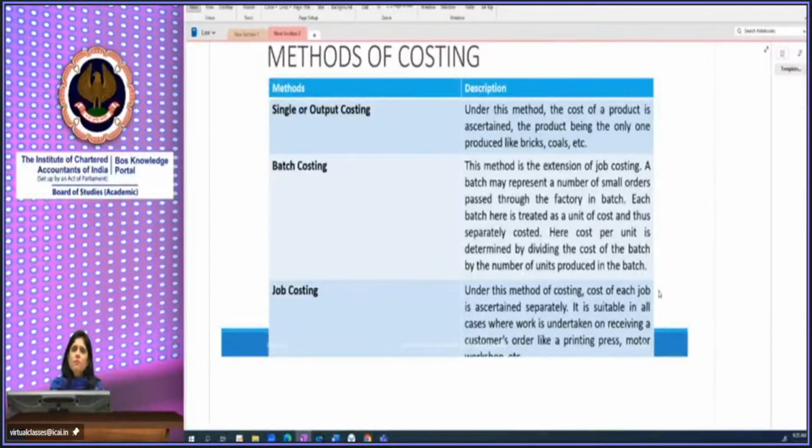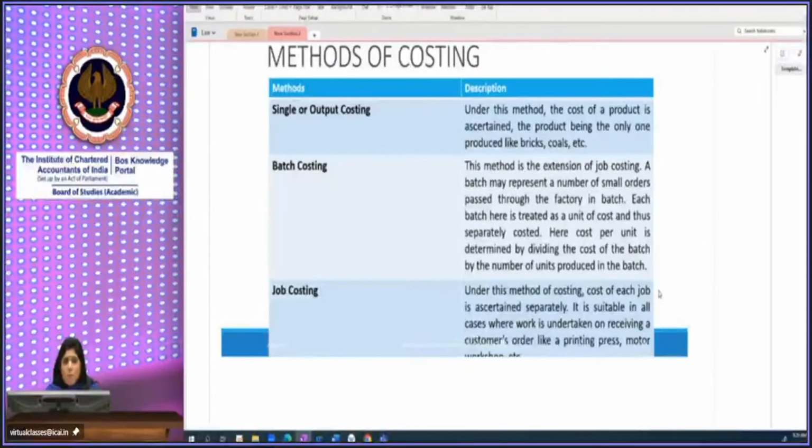Batch costing. I told you the best example is pharmaceutical. Medicines are manufactured in batches. One strip is not manufactured; 1000 strips must be manufactured in one batch. If you observe, when you buy medicine, they always make the bill and write the batch number. That means the strip of medicine you are purchasing was manufactured in that batch, along with 1000 strips of that medicine. So batch costing is the best example of the pharmaceutical medicine industry, where manufacturing is in batches.